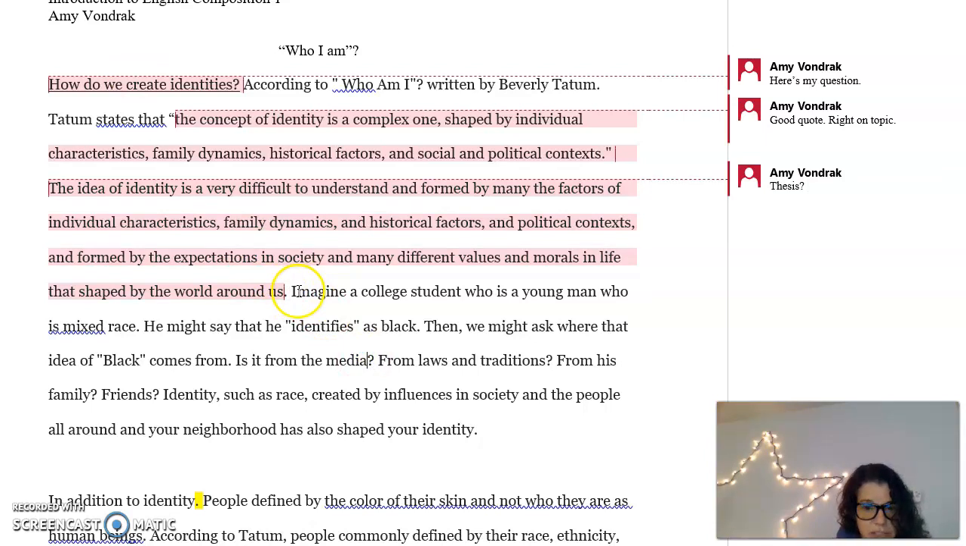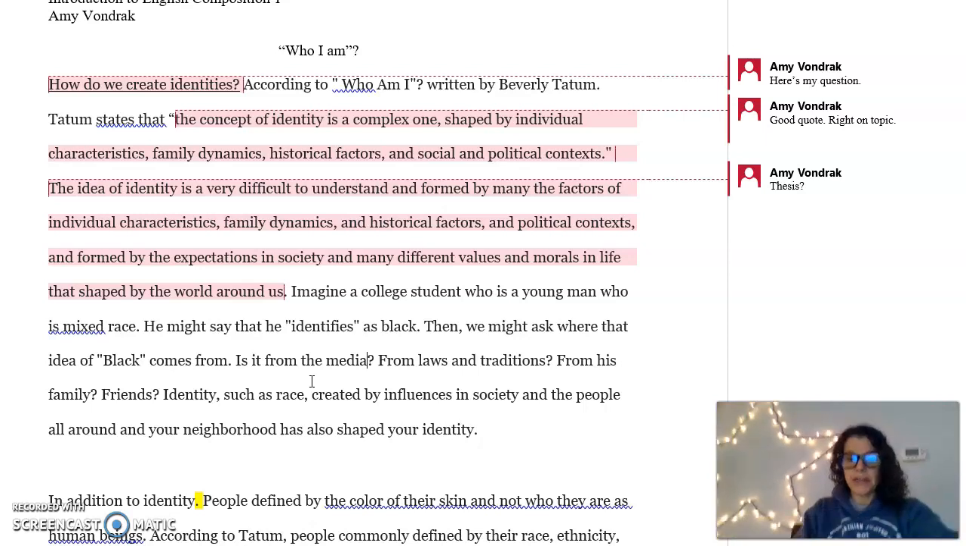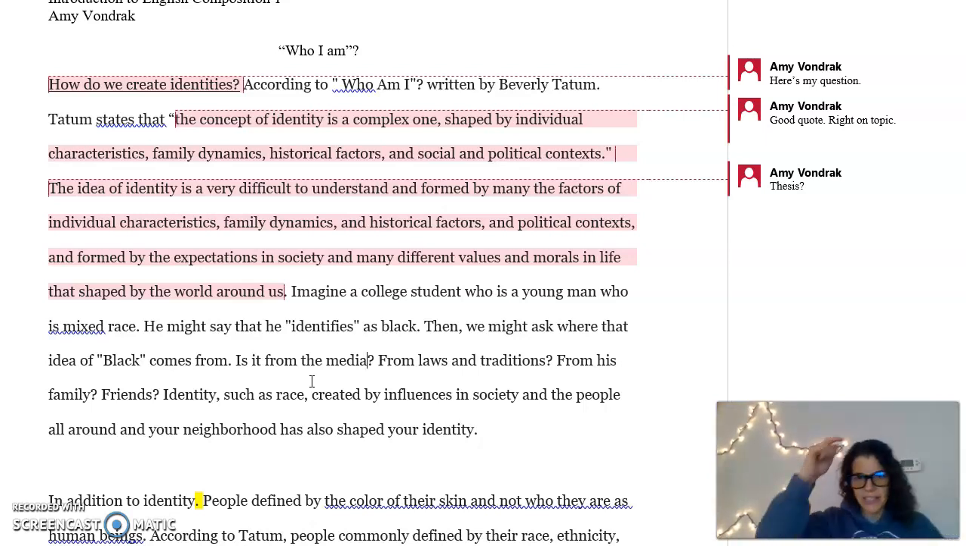Okay, imagine a college student who is a young man who is mixed race. He might say that he identifies as Black. Then we might ask where that idea of Black comes from. Is it from the media, from laws and traditions, from his family, friends? I'm going to be a teacher again. Wait, here I am. I'll come over to the side. I should have a hat, but no, that would be really goofy, huh?